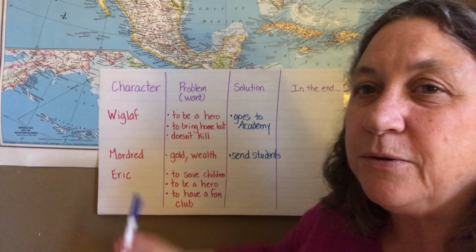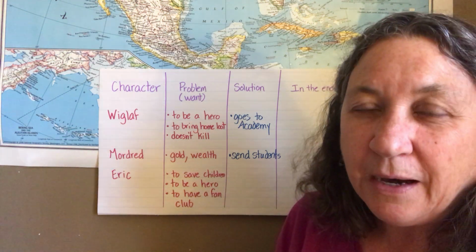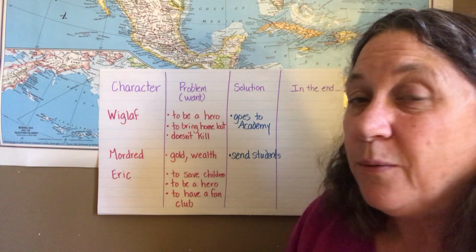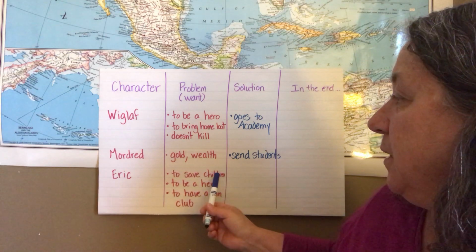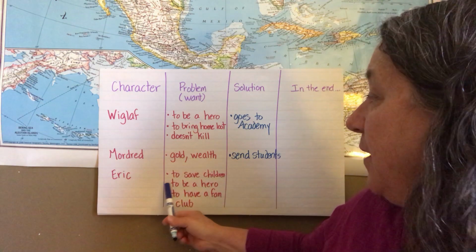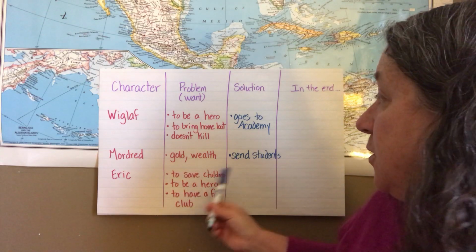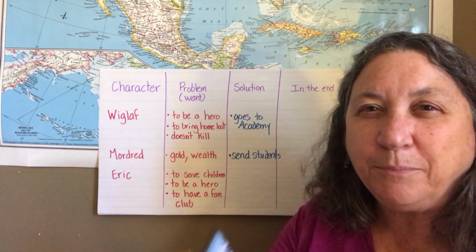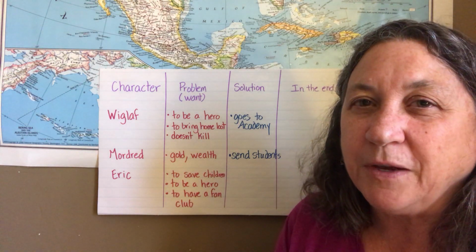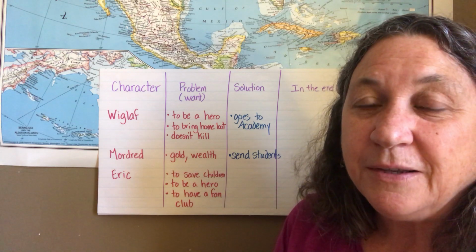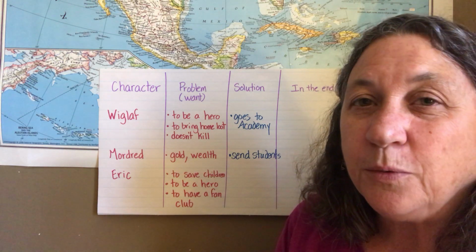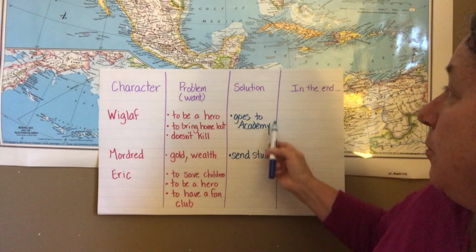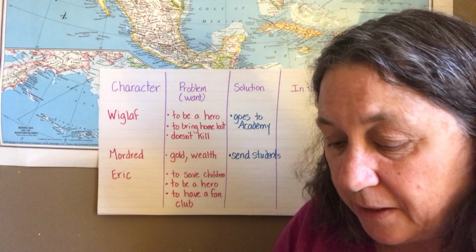We have this character, Eric, who seems to be getting more and more important. Did you notice how Eric seems to be the one answering all the questions and the one who's having a lot of relationship with Wigloff? What does Eric want? Eric wants to save children, to make the world a safer place. Eric also wants to be a hero like Wigloff, which is why Eric is at the school. And Eric wants to have a fan club. Remember how Eric had posters hanging up and he was a member of a fan club of one of the knights that's famous? So these are the things that Eric wants. So we want to pay attention to the different characters, their different problems, how they go about solving them, and how it turns out in the end.